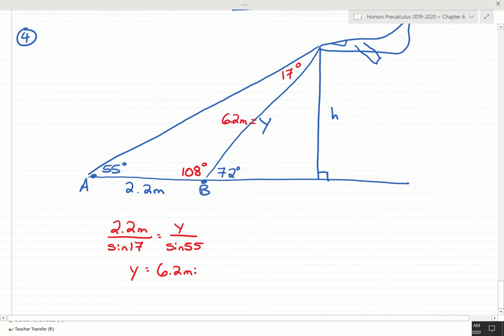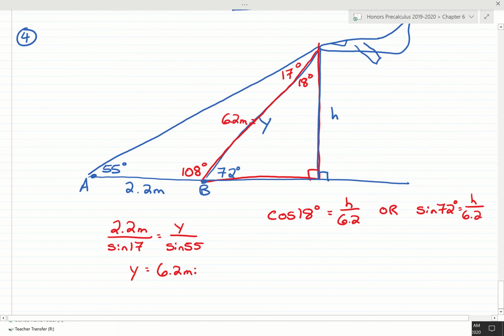Well, now we have a right triangle. And in that right triangle, we know that if this is a 90-degree angle, 180 minus the 90 and 72 would give us this angle is 18 degrees. And if we take the cosine of that 18 degrees, we would get the height of the airplane over 6.2. Or another way we could have done this is using the 72. The sine of the 72 degrees would equal the height over the 6.2.